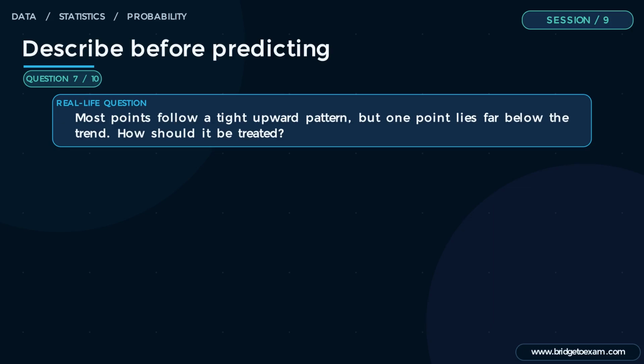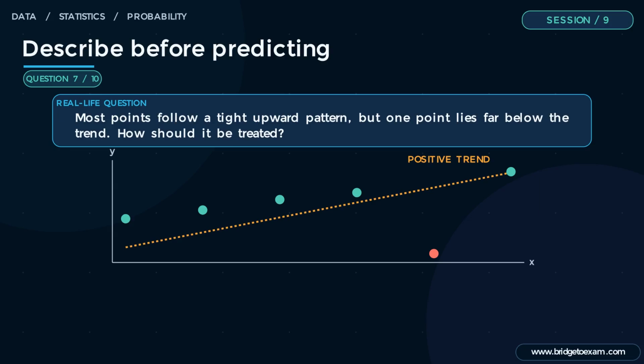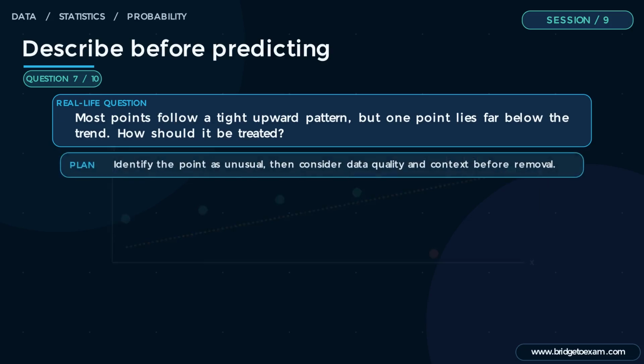Example 7. Most points follow a tight upward pattern, but one point lies far below the trend. How should it be treated? The scatterplot reveals direction, strength, and any unusual point. Plan. Identify the point as unusual, then consider data quality and context before removal.